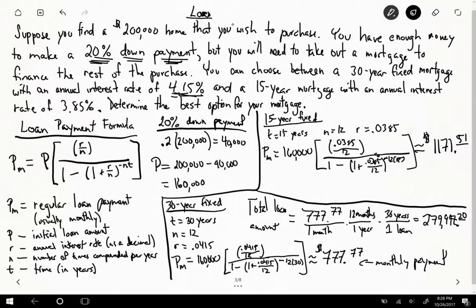So in the other case though, let's check out what happens here. So we have a total loan amount. Well, what do we have? We have $1,171.51, and by the way, this was dollars, so this is dollars per loan. So this is dollars per month. Once again, 12 months out of the year.